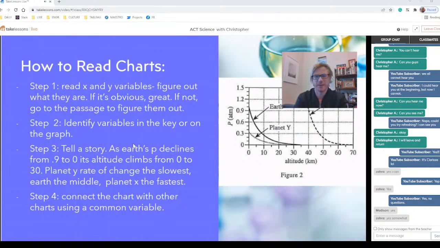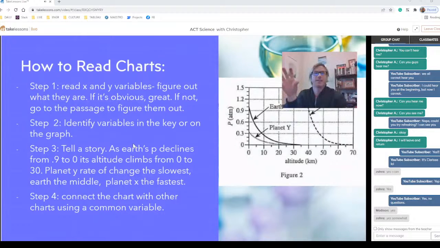And then here's the key to me: to tell a story. In this case, they have a bunch of different planets. Okay, I understand what that is. Planet Y. It's not my planet. It's some planet. And then I'll tell a story. As the altitude increases, I actually like to tell it with the x-axis. As the altitude increases, so as it goes from 0 to 20 or 30 in this case, what does the pressure do? It goes down. It's a negative relationship. Same thing with the Earth, and same thing with Planet X. As the altitude increases, the pressure goes down.